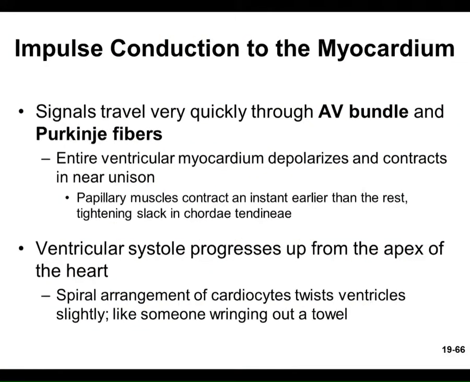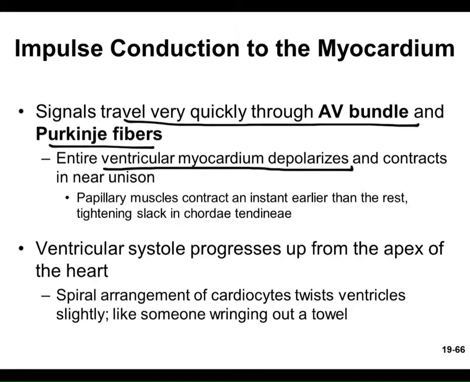So once the signal gets from the SA node to the AV node, right? I told you there was a delay. It takes a while for the AV node to get activated, but once it gets picked up by the AV node, it's going to travel very quickly down the bundle branches, down the Purkinje fibers, and as this signal is traveling down, now the ventricle will be in a depolarizing contractile phase. Again, nearly all the ventricular cells will be contracting simultaneously, the idea of a syncytium.